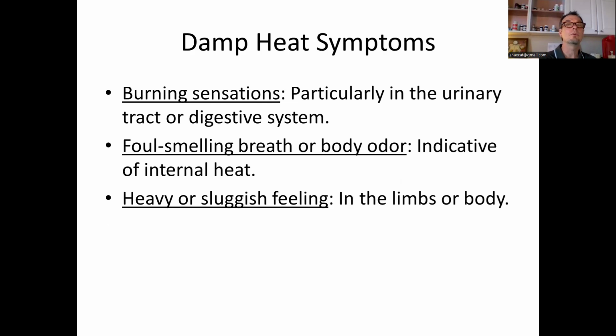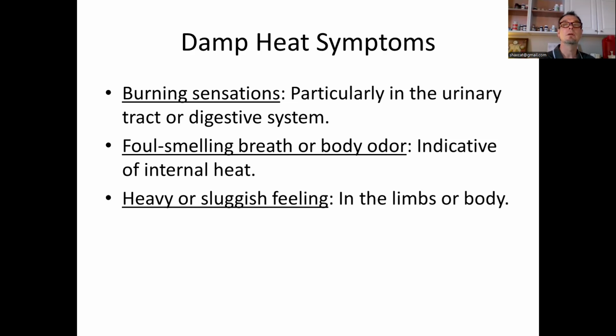Burning sensations, particularly in the urinary tract or digestive system. So more than likely you have a UTI. Damp heat in the bladder is typically a UTI. And in the digestive system, it's like when you poop, you feel a lot of urgency, and you look at the poop and there's a yellow quality to it, and that's probably damp heat.